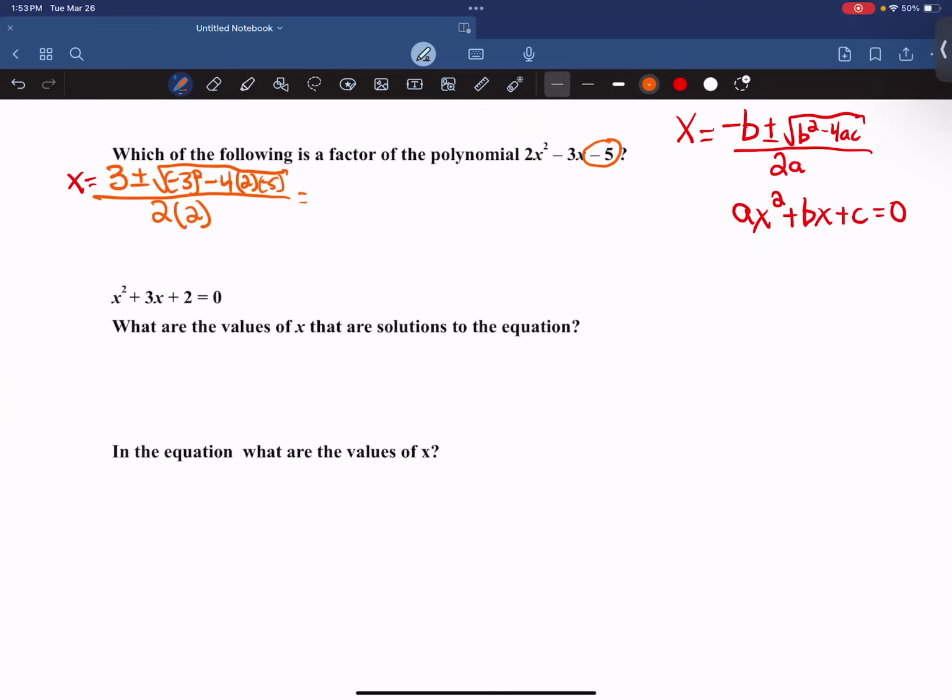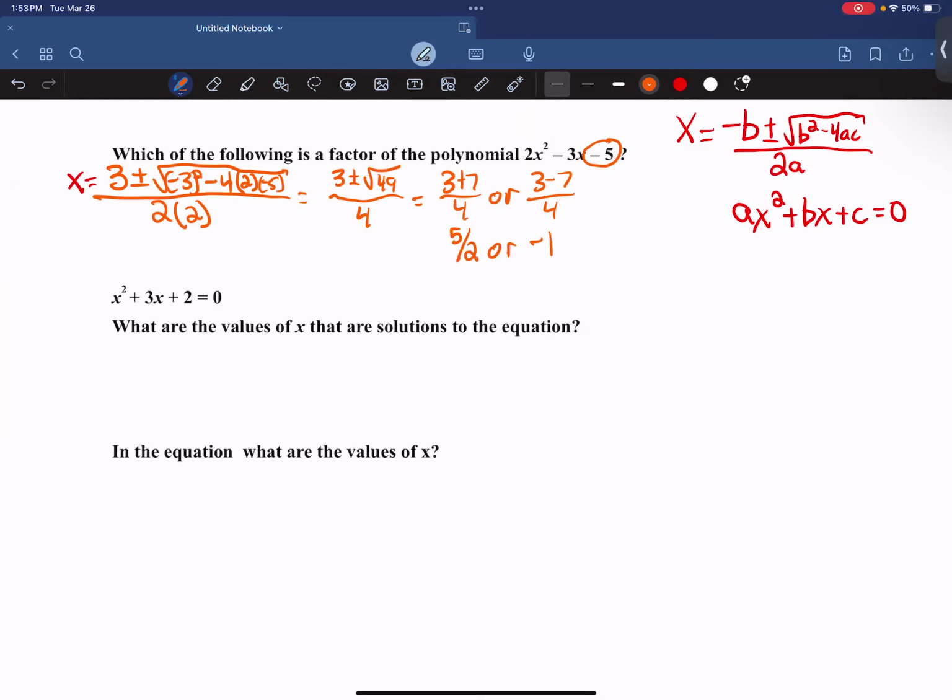What you get is going to be 3 plus or minus the square root of 49, eliminating some math there, over 4, which is going to be 3 plus 7 over 4, or 3 minus 7 over 4. So you get negative 1, or 5 halves.